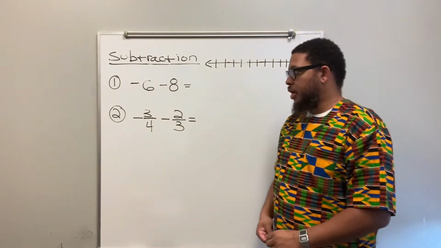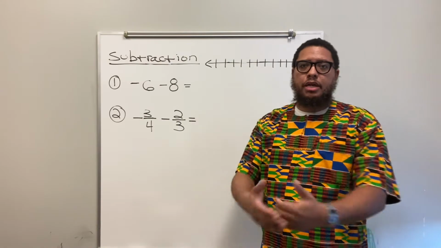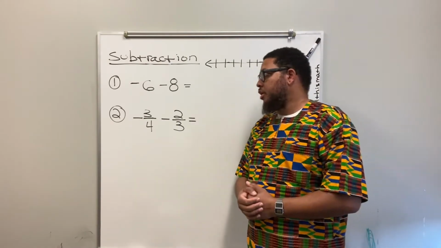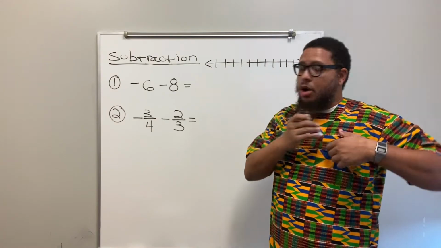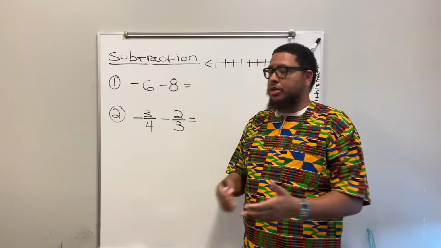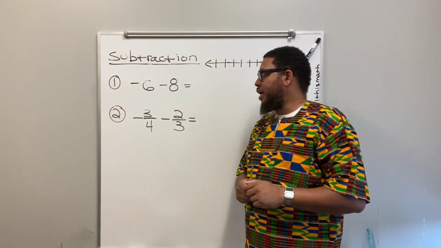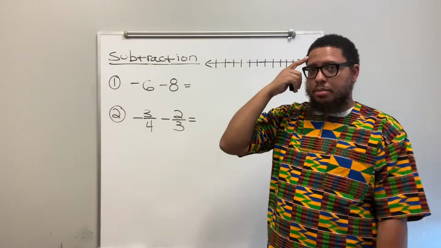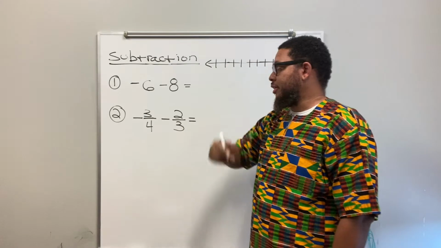So number one, we're trying to figure out what is negative 6 minus 8. All right. So when I see a problem like this, this is how I approach it. I always think of the number line. I remember learning about this probably around the 6th grade, if not earlier, but I always picture a number line in my head. And on this number line, I start at negative 6.